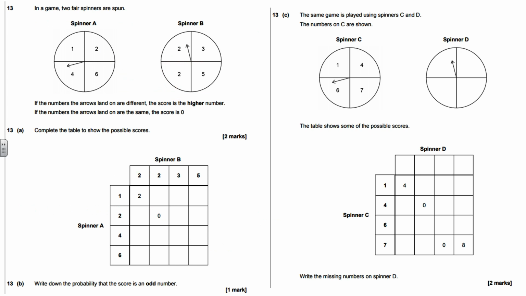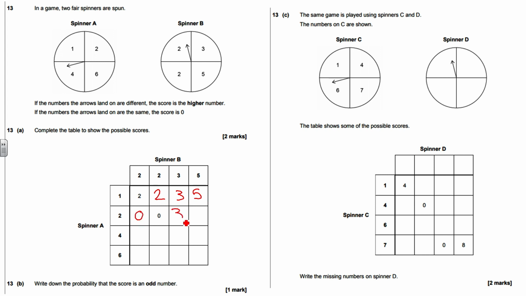Question 13, in a game 2 spinners are spun. If the numbers the arrows land on are different, the score is the higher number. If the numbers the arrows land on are the same, the score is 0. Okay, so let's write out the possibilities. I've got a spin of a 1 and a 2. I always score the higher number, 1 and a 3, 1 and a 5. A 2 and a 2, however, they're the same number, so that scores 0.